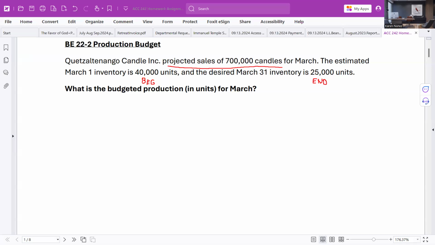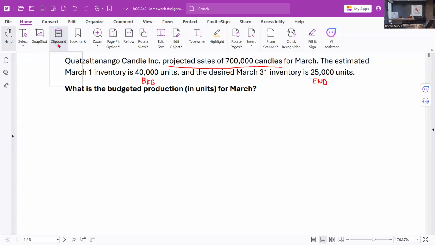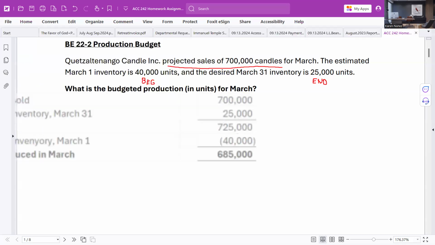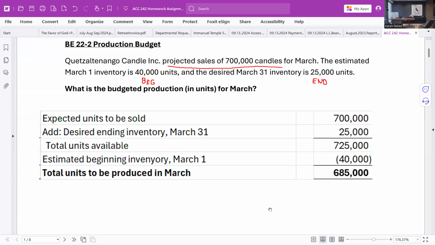So let me see if I can copy and paste here. So there's our production budget.